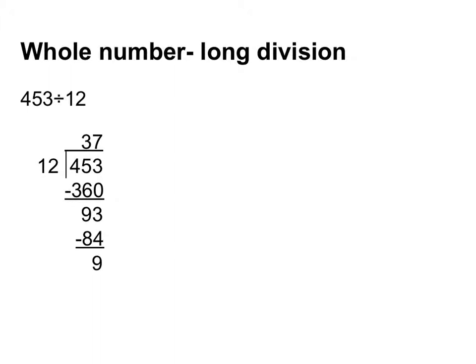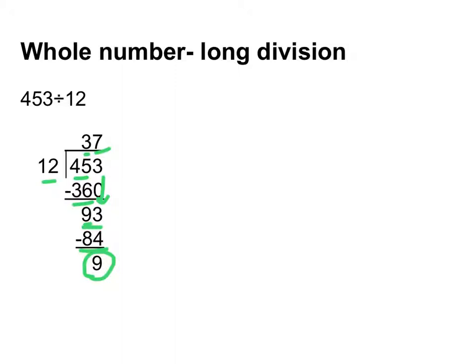Okay, so what about long division? So, whole number with long division. Here we started the long division. I took 453 and divided it by 12. So I did 12 into 45 went 3 times. I subtracted the 36, which gave me 9. I brought down the 3. Then I did 12 into 93 goes in 7 times, which is 84. So I subtracted 84 and I had 9 left over.